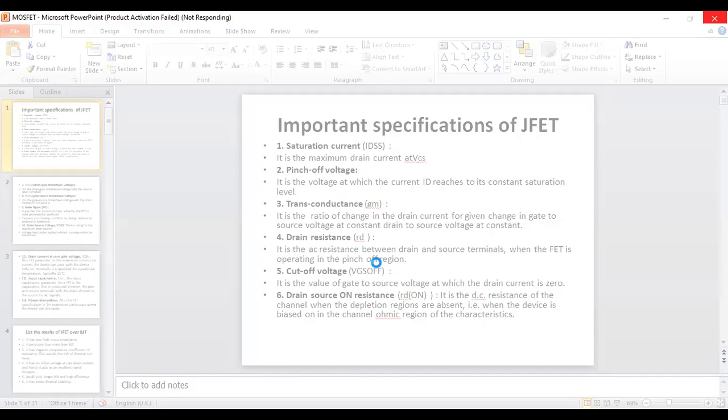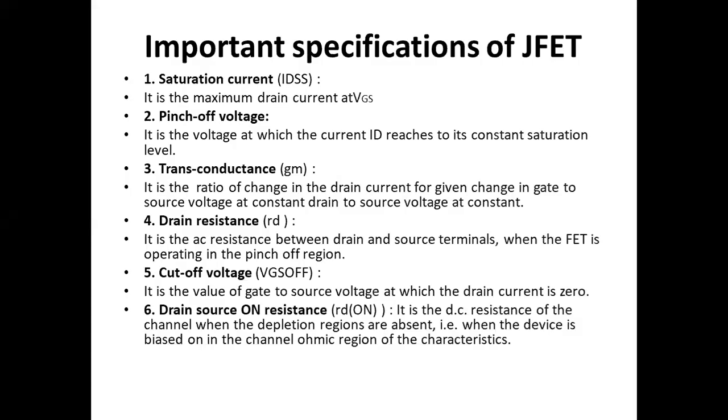So first one is saturation current, IDSS. It is the maximum drain current at a VGS. Next, pinch off voltage. It is the voltage at which the current ID reaches its constant value or saturation level. So here, from the JFET characteristics, you know that the curve is like this. After that, this is the constant value. That constant value is called the saturation current IDSS, and the corresponding voltage is the pinch off voltage.